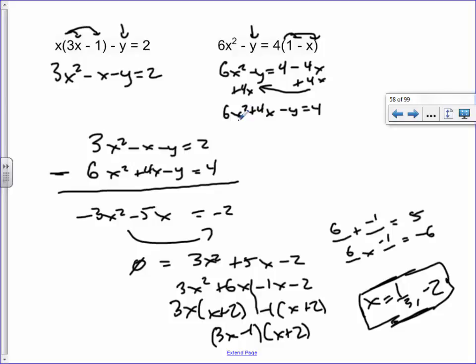Are you guys focusing? No, can you focus, please?